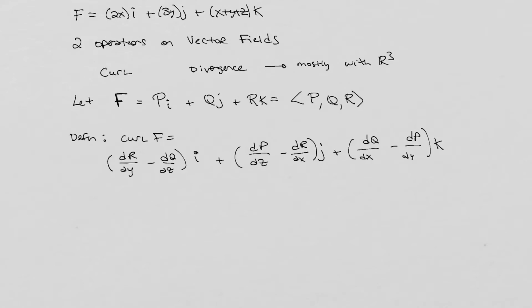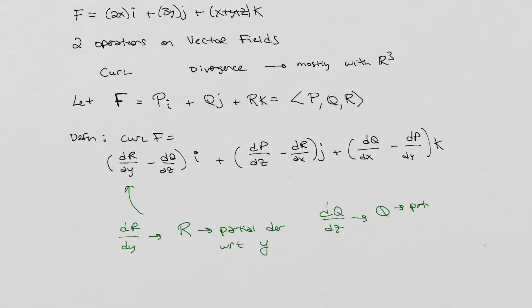So let's just remind ourselves of what these notations mean. For instance, what about this dr over dy? Remember, what that means is to take that function r and then to find its partial derivative with respect to y. So that dq over dz means to take the function q and to find its partial with respect to z, and so on.